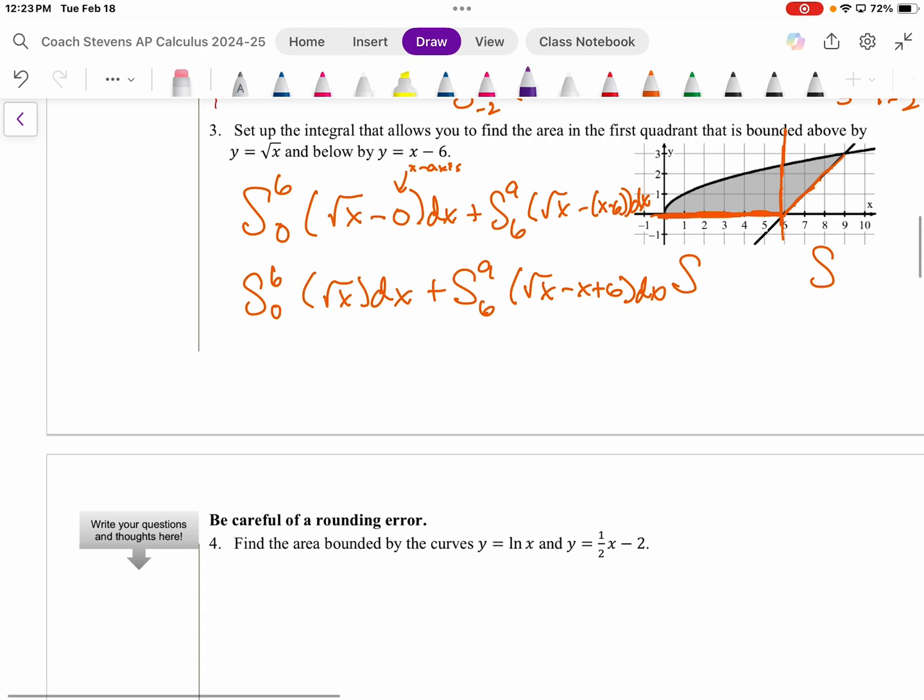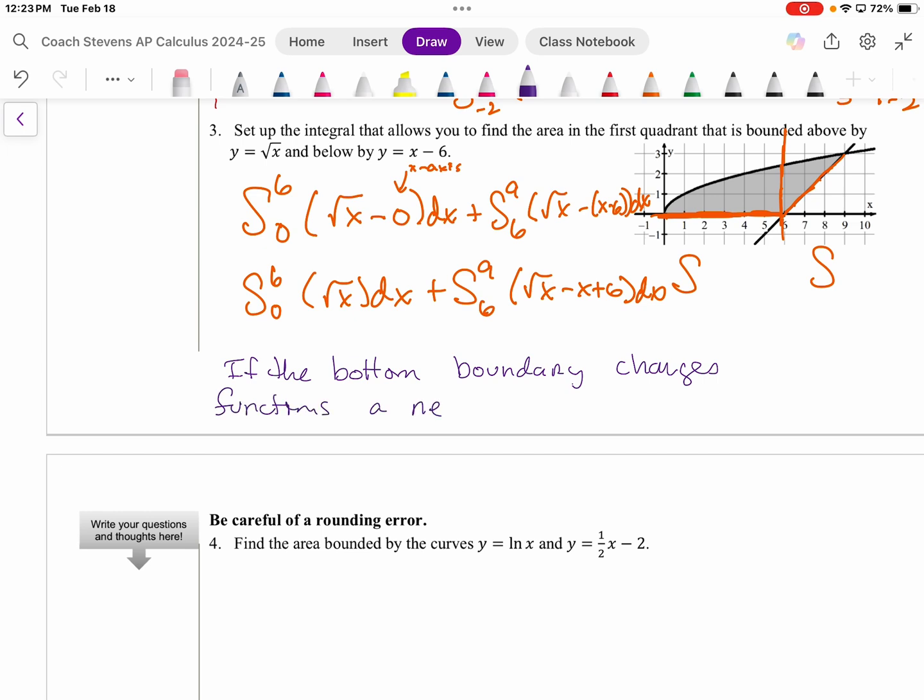Again, little side note on that one. If the bottom boundary changes functions, a new integral needs to be made.